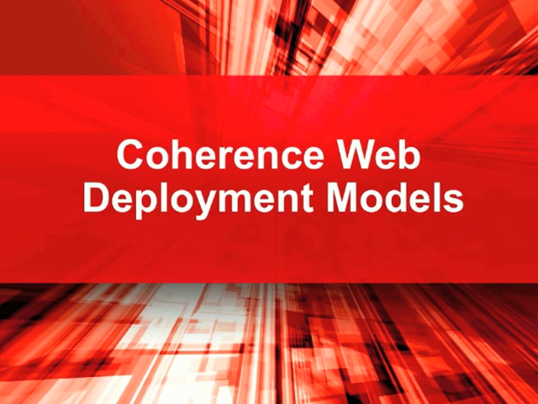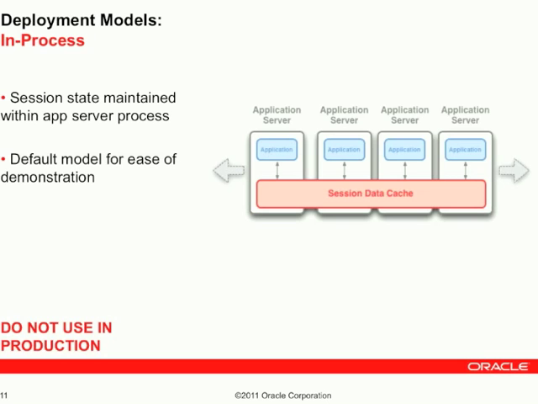So let's drill into some of the Coherence Web deployment models. The first deployment model we're going to talk about is called the in-process model. In the in-process model, we have a cluster of Oracle GlassFish Server instances, and the Coherence cluster service is going to run in the same JVM as the Oracle GlassFish Server application instances. This means that all the session state is going to be stored on the heaps of the Oracle GlassFish Server. Because of that, we don't recommend this model for production use. However, it's simple to get up and running for demonstration purposes. You just set a few flags and deploy.